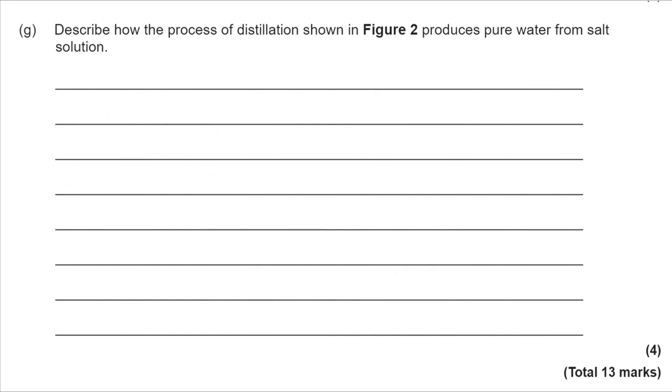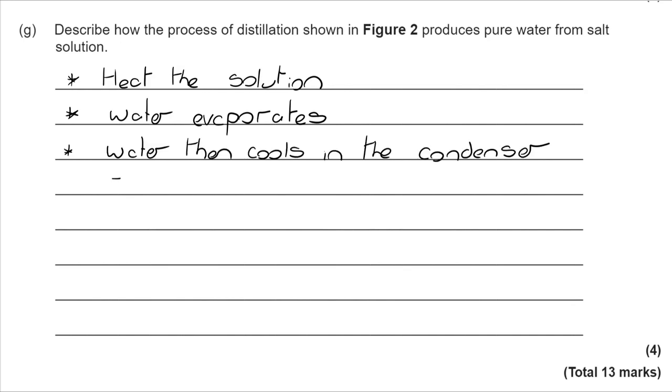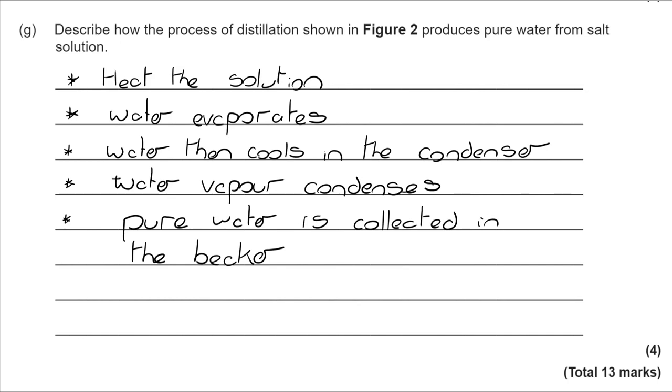And finally, part G, describe how the process of distillation shown in figure 2 produces pure water from salt solution. Now I'm going to put down a number of points here. We heat the solution so that the water evaporates. The water will then move through to the condenser where it cools down and where it then condenses. And then the pure water can be collected in the beaker.